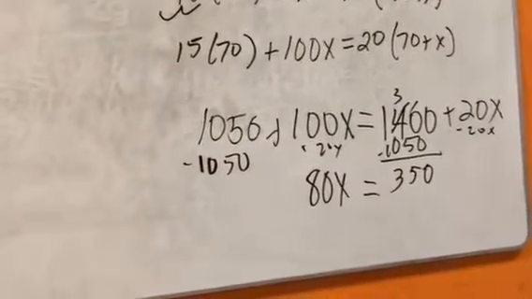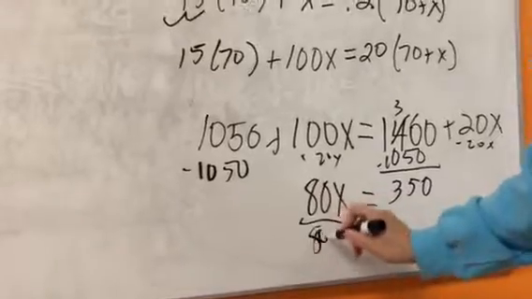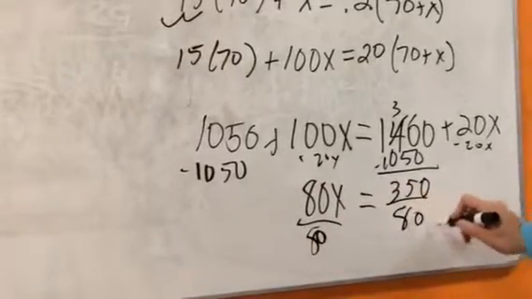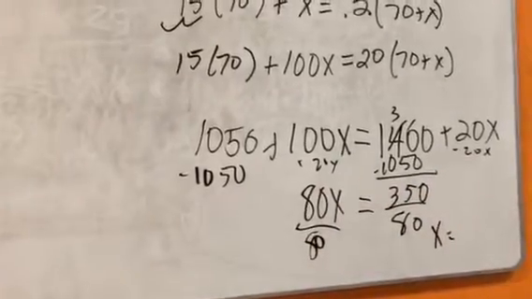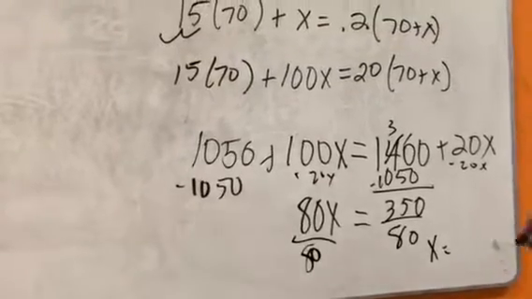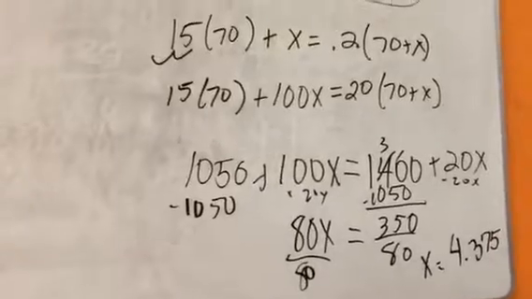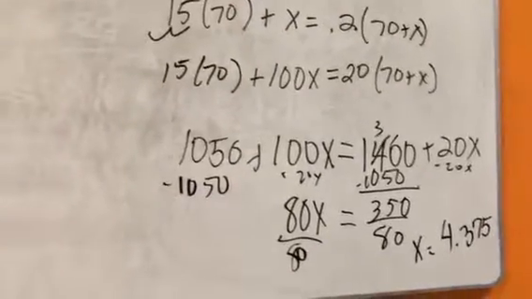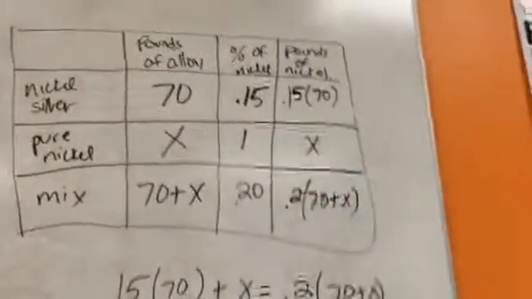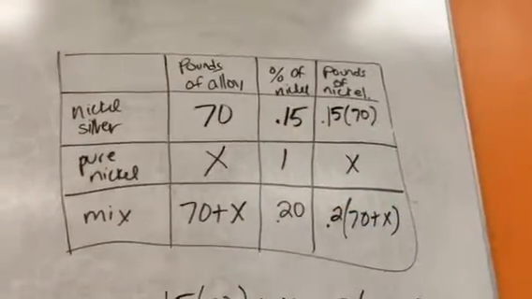So if you divide by 80 on both sides, you're actually going to get a decimal. Fun. X equals 4.375. So the amount of pure nickel that must be melted with the nickel silver is 4.375 pounds. So the answer is 4.375 pounds.